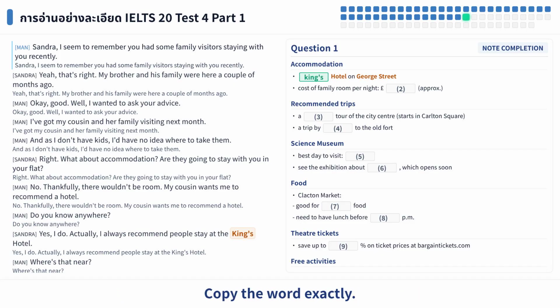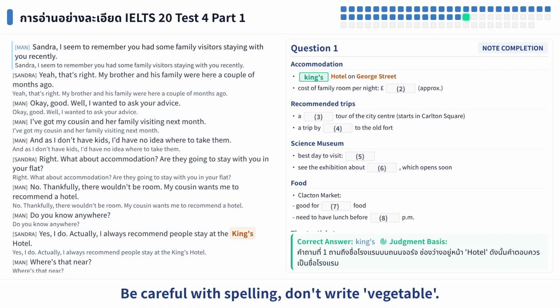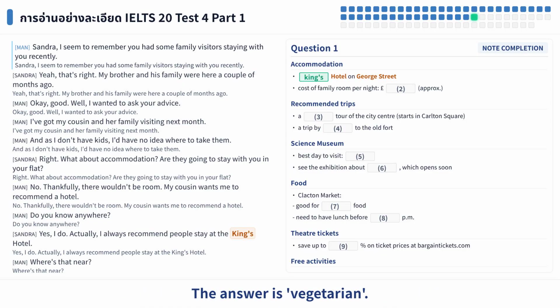Copy the word exactly. Be careful with spelling. Don't write vegetable. The answer is vegetarian. Question 8 asks, what time you need to have lunch before in the afternoon?